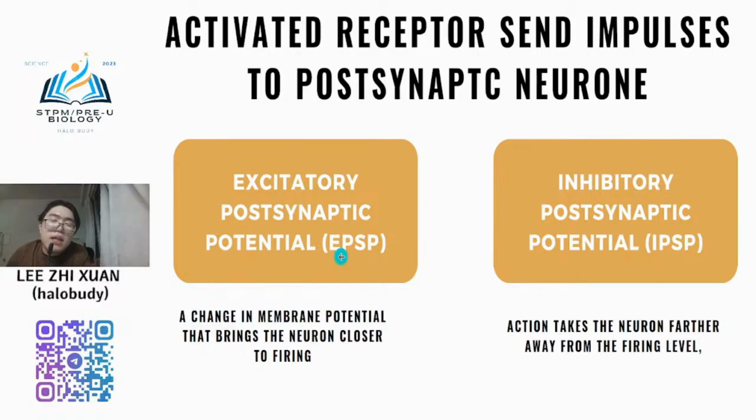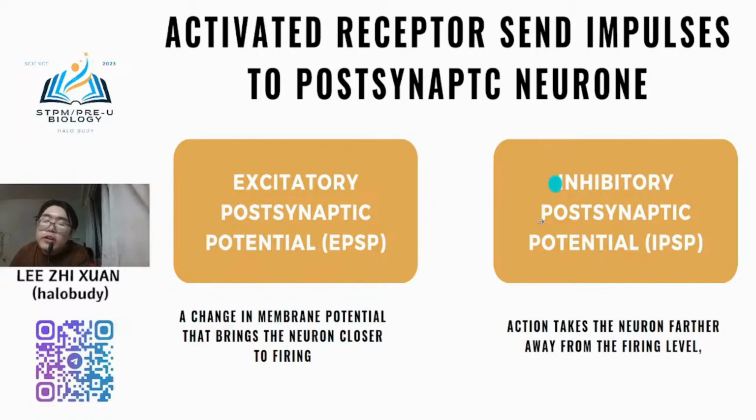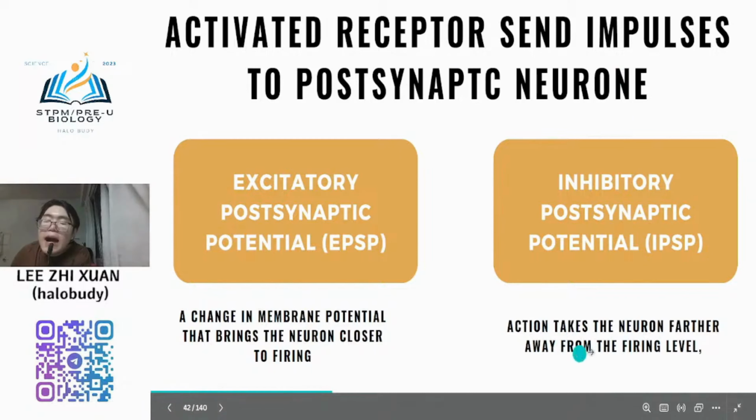So excitatory EPSP, meaning that the membrane potential change will bring the neuron closer to firing, and this one will trigger the action potential of the postsynaptic neuron. But for this one, it will inhibit the action potential of the postsynaptic neuron, meaning you see that it takes the neuron farther away from the firing level. The firing level is actually what we call the action potential. Okay.